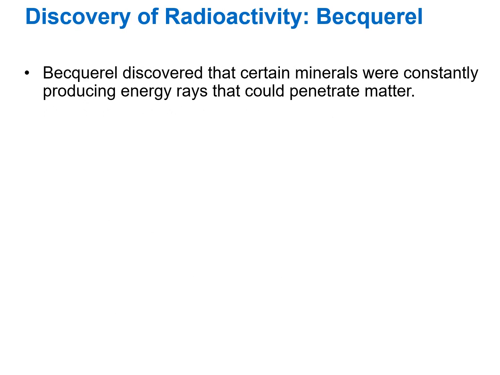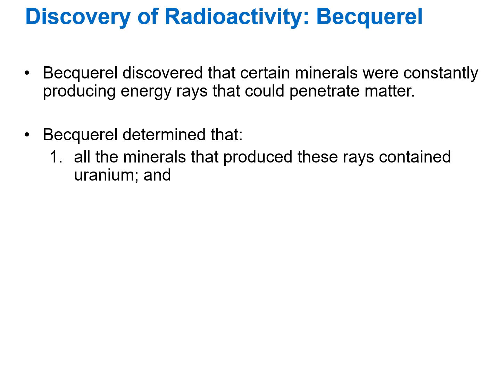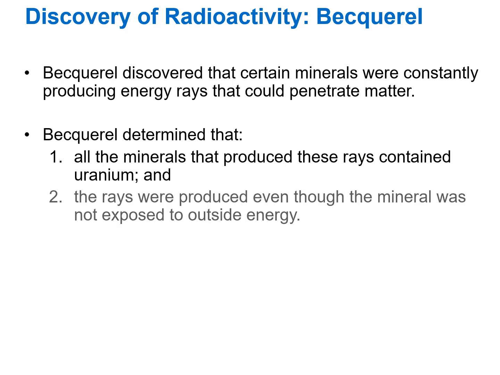So what Becquerel discovered was that certain minerals were always producing energy that could penetrate matter. And it didn't necessarily have anything to do with phosphorescence. So what he determined from his experiment was that all the minerals that produced these penetrating rays contained uranium, and that the rays were produced even though the mineral was not necessarily exposed to outside energy. So even though his experiment failed to prove his hypothesis, he discovered something really important.